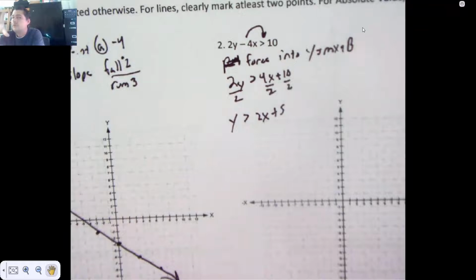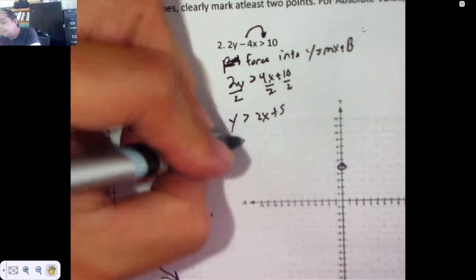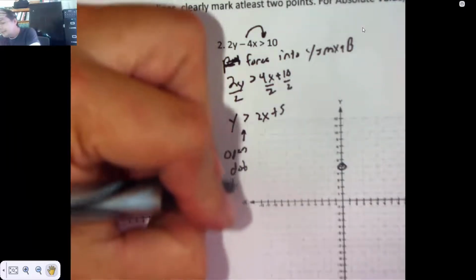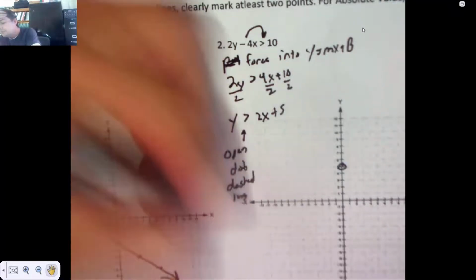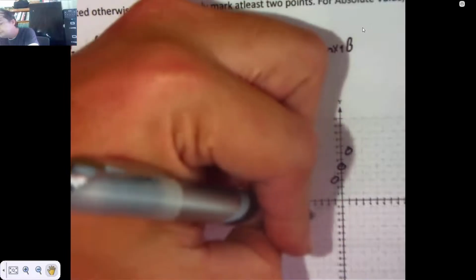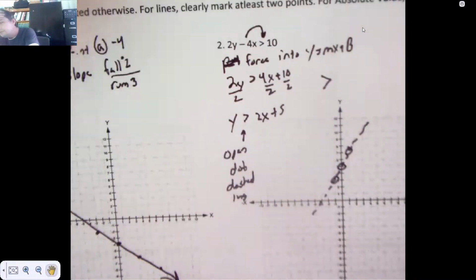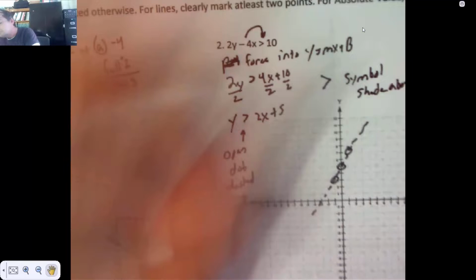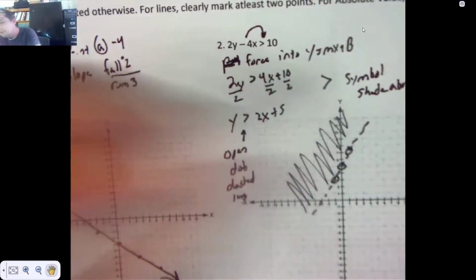That's now just like the first problem. We cross the y-axis at 5. Open hole, by the way. Open dot. Okay? Dashed lines. Our slope is to rise 2, run 1. Or vice versa, fall 2, run left 1. That is the greater than symbol. So we shade above. You're looking for something like that.